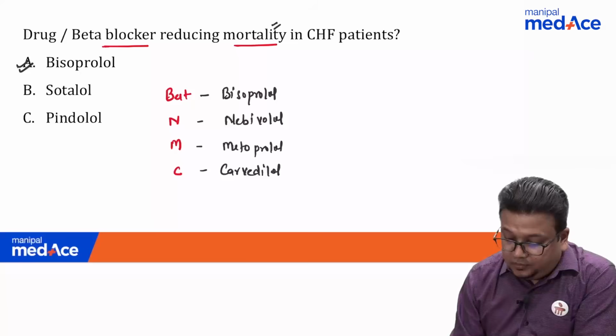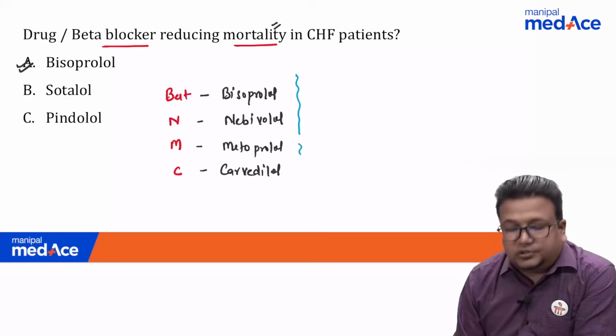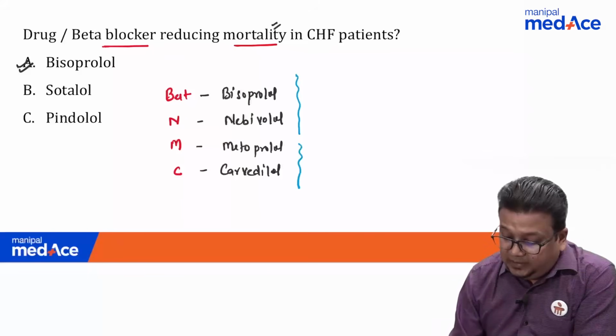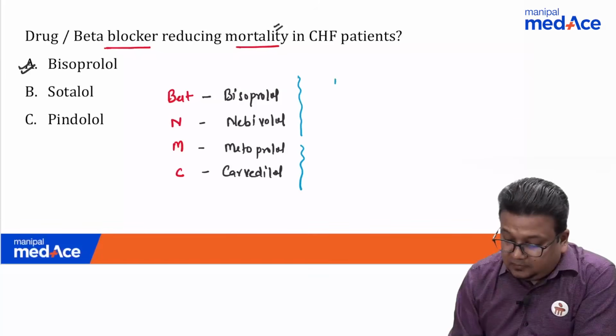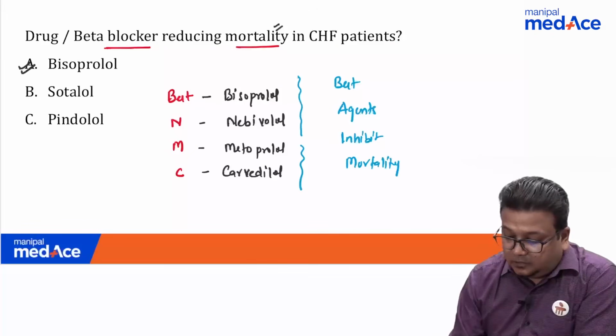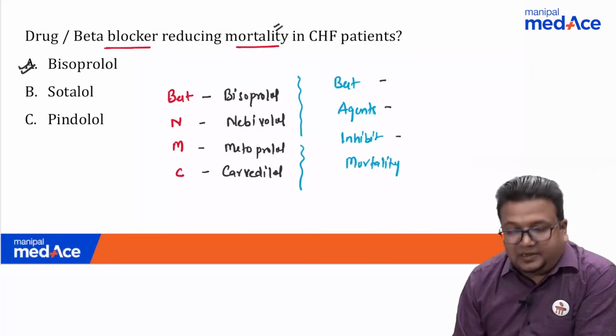I also hope that you are able to remember the other drugs that reduce mortality, which are remembered by the mnemonic BEST agents inhibit mortality. So this mnemonic summarizes all the drugs which reduce mortality in CHF.